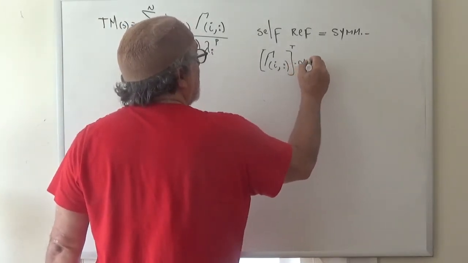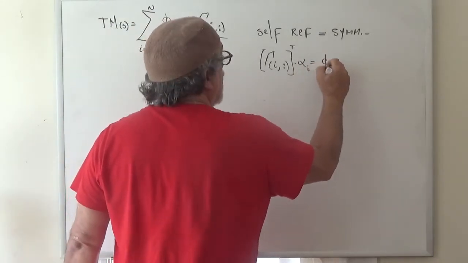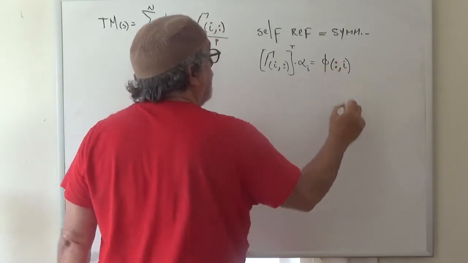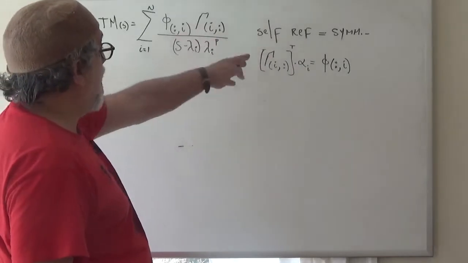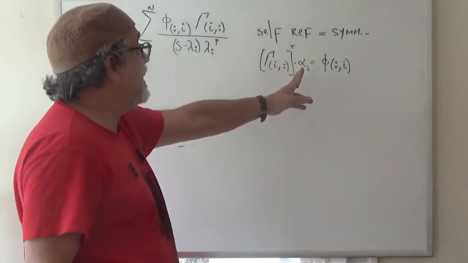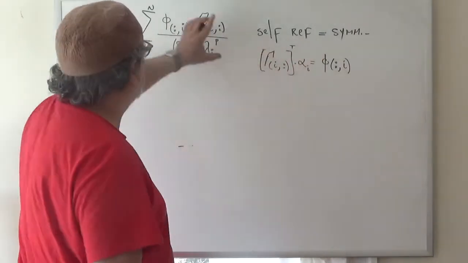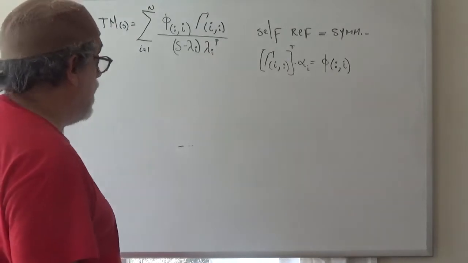Multiply times alpha I is actually equal to the vector phi I. Okay? So this, which is a row, if I write it as a column and multiply times a number, it has to be equal to this if I am going to satisfy that this numerator is a symmetric matrix. Okay?